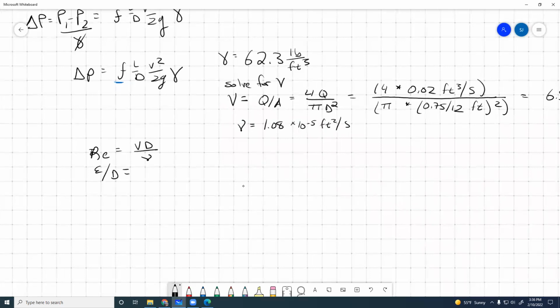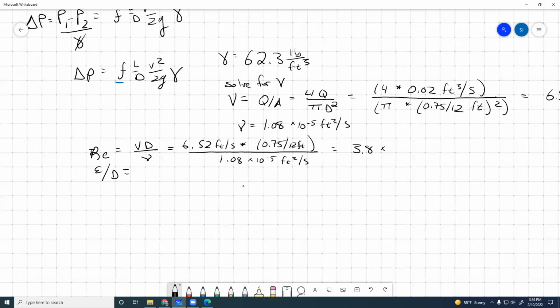Let's go ahead and do that. So plug those values in. We've got 6.52 feet per second times 0.75 over 12 feet, all over 1.08 times 10 to the negative 5th feet squared per second. And our Reynolds number comes out to be 3.8 times 10 to the 4th, dimensionless.